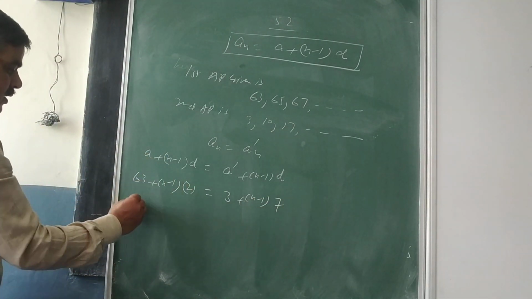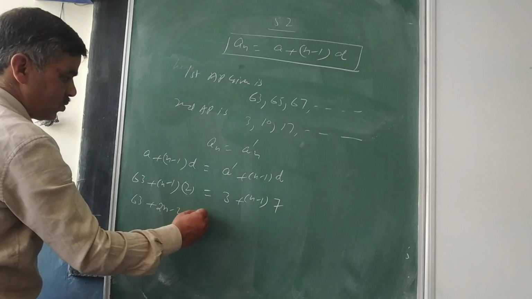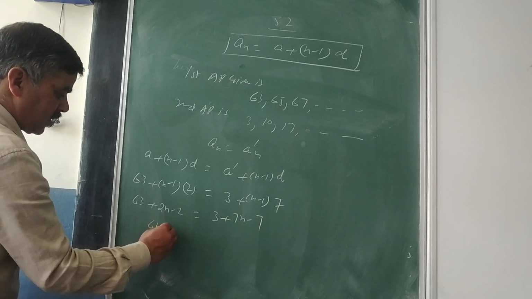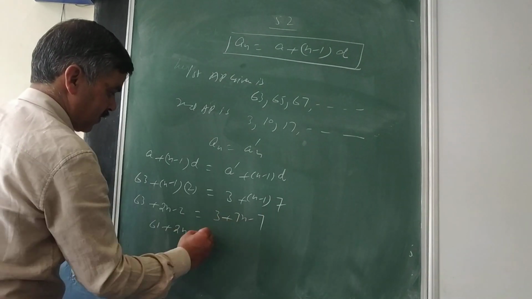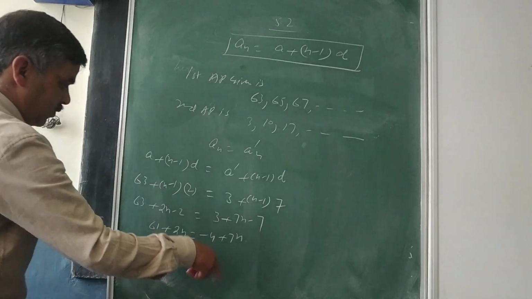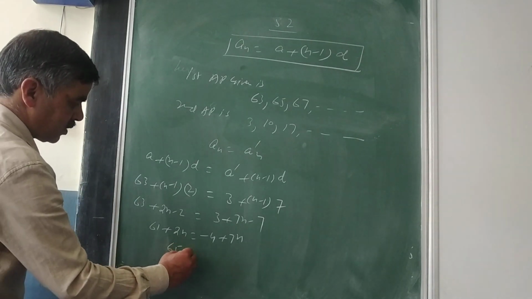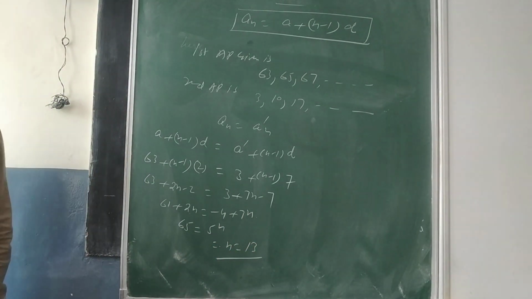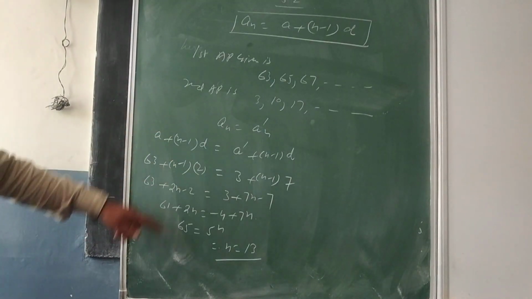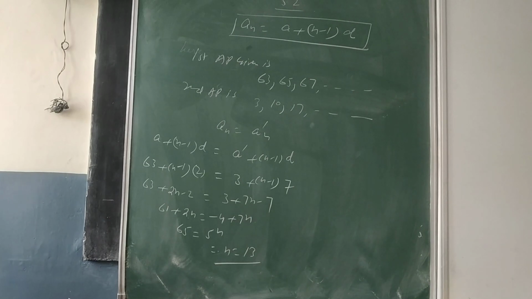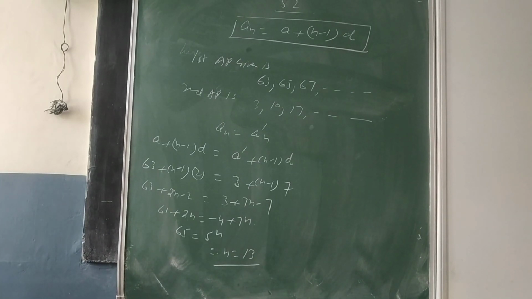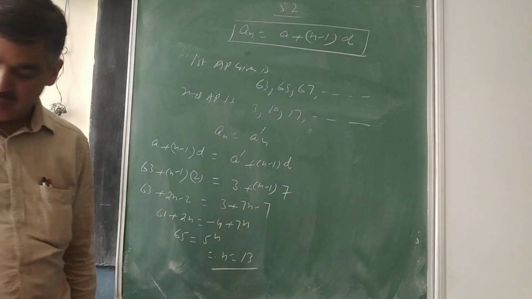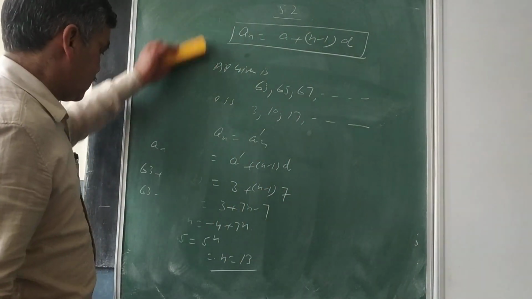7. So here it is 63 plus 2n minus 2, equal to 3 plus 7n minus 7. So 63 minus 2 is 61 plus 2n, and 3 minus 7 is minus 4 plus 7n. If you shift this 4 to this side, it becomes 65, and 7n minus 2n is 5n, so n is equal to what? 13. So if you calculate the 13th term of both APs, that will be the same. So both terms will be equal to each other. In that way you have to solve this. Now the 16th question is, determine the AP whose third term, question number 16.